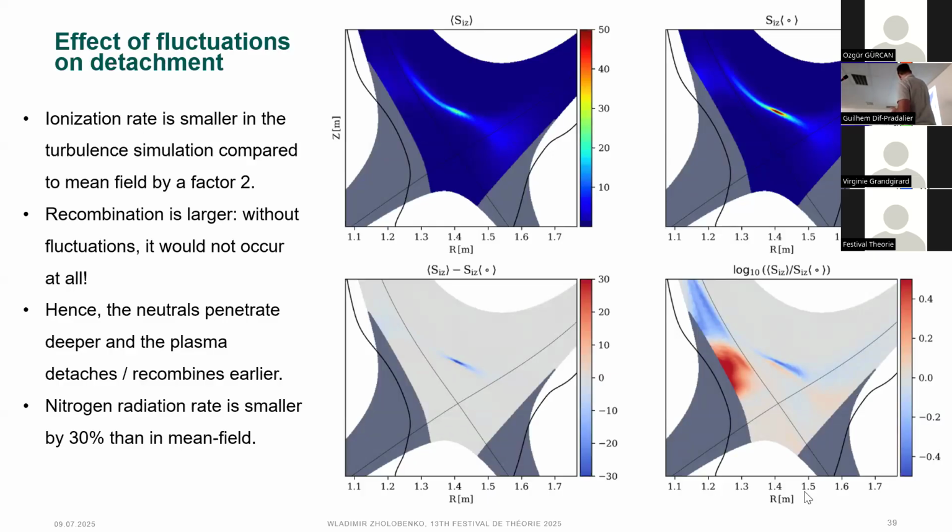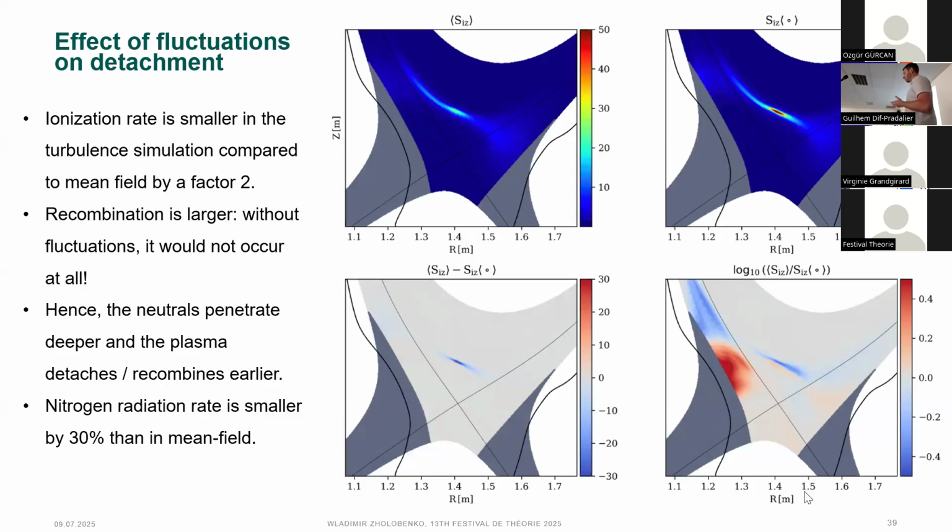So on the left, in the top figure, I show the average ionization rate. And on the right, I show the ionization rate for average densities and temperatures. And you see that the two are quite different. We can look at the difference or the ratio, and we find that they are a factor 2 different. So the average ionization rate is a factor 2 lower in the simulation than the mean field ionization rate, which means that the neutrals penetrate deeper into the confined plasma than you could expect from the mean field model.